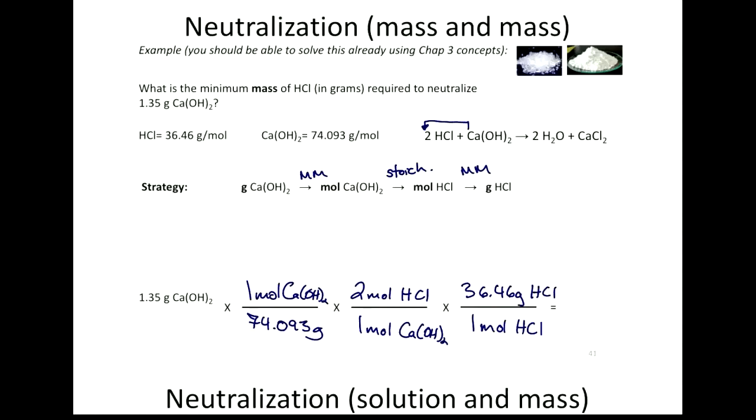This is what could have been asked on midterm 1. All right, given gram amounts, we use molar mass, we do stoichiometry here. And so I think the answer is something like 1.33 grams of HCl is required.